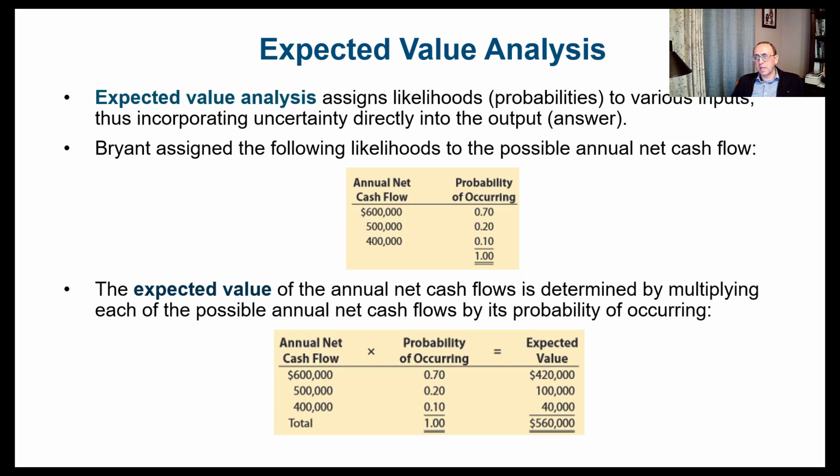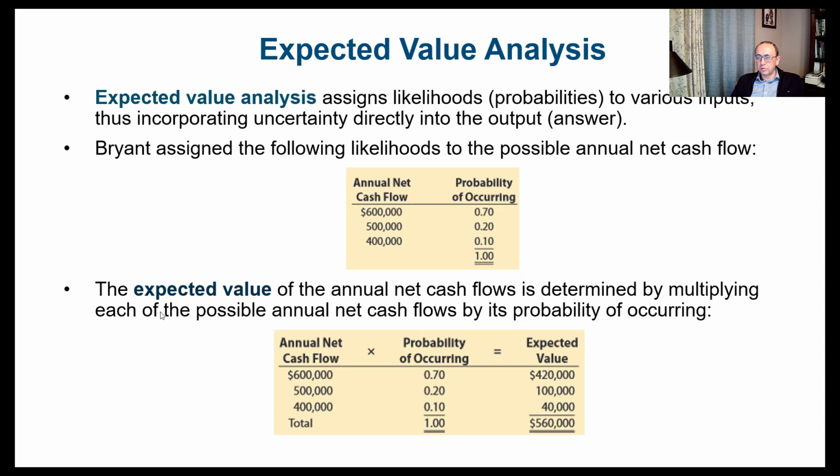Now let's talk about expected value analysis. Expected value analysis assigns likelihood or probabilities to various inputs, thus incorporating uncertainty directly into the output, or the answer. So in the previous example, Bryant assigned the following likelihood to the possible annual cash flows. So 600,000, 500,000, and 400,000 had the probabilities of 0.7, 0.2, and 0.1. You see here the highest probability is for the 600,000, but we still have 0.2 and 0.1 for the other net cash flows.